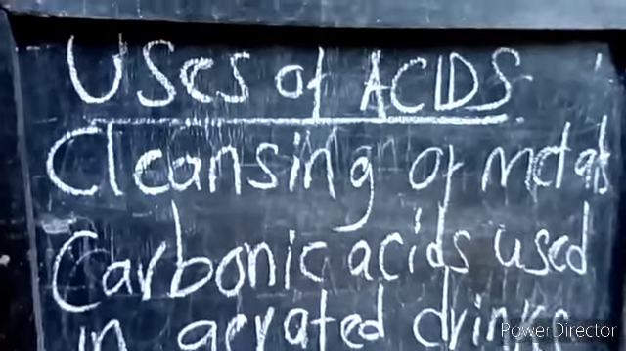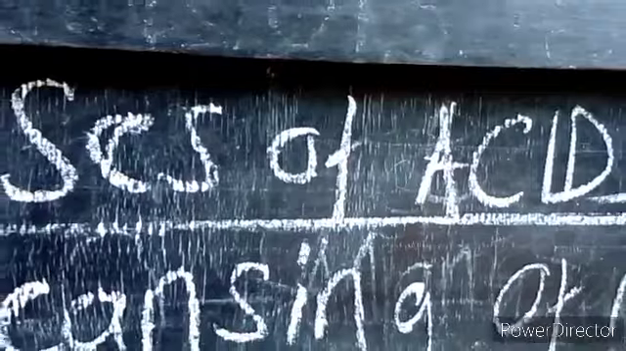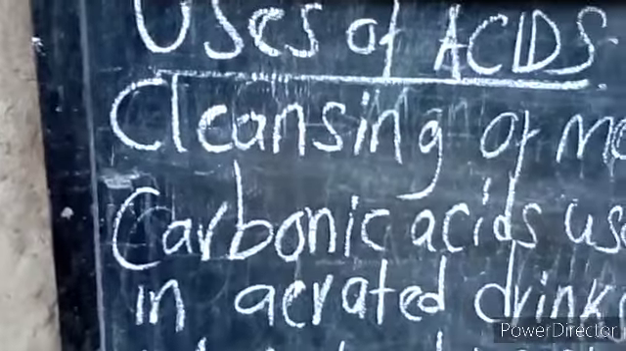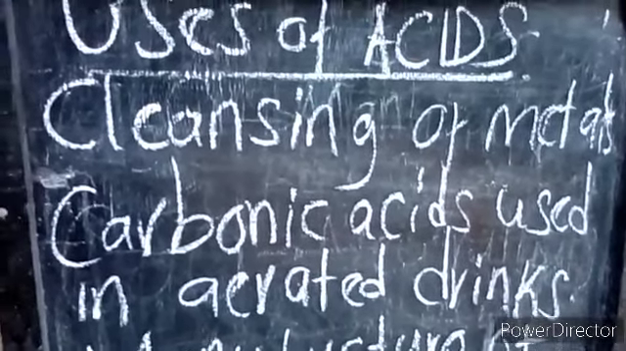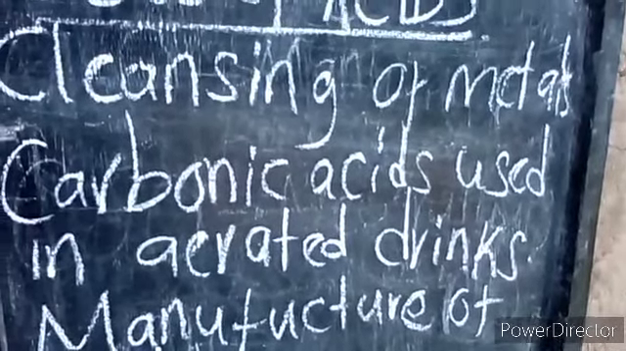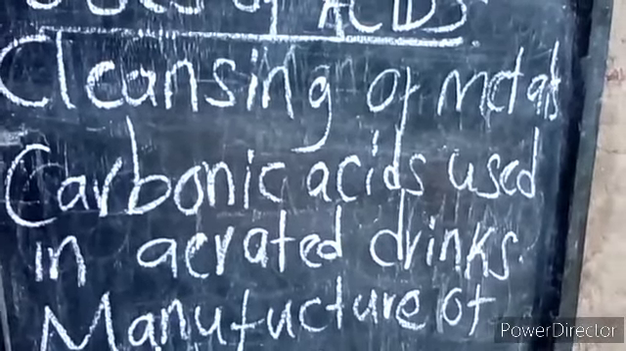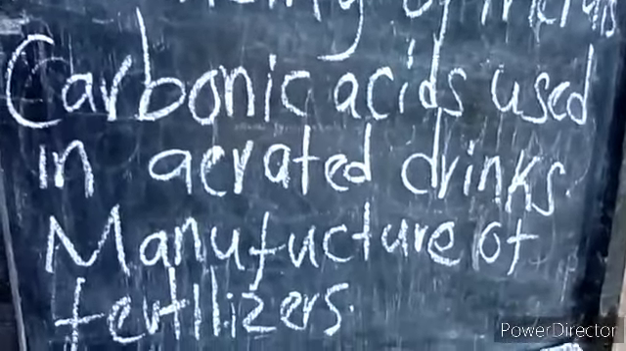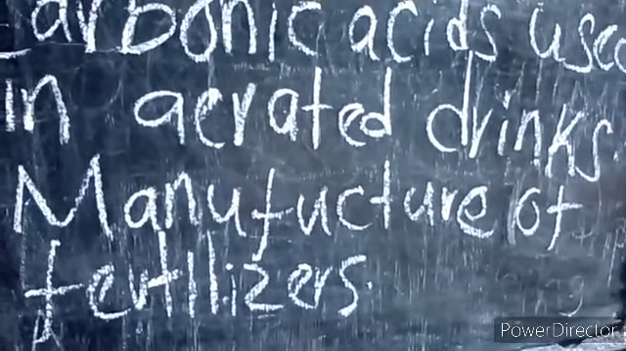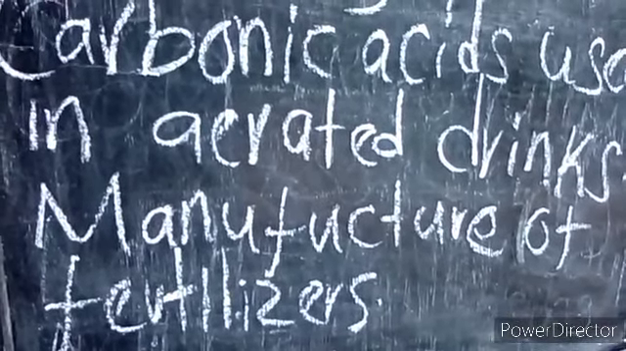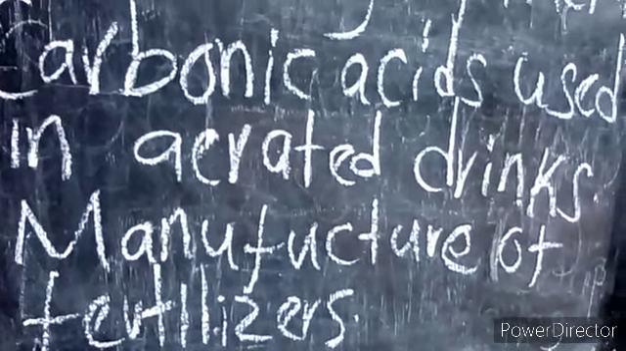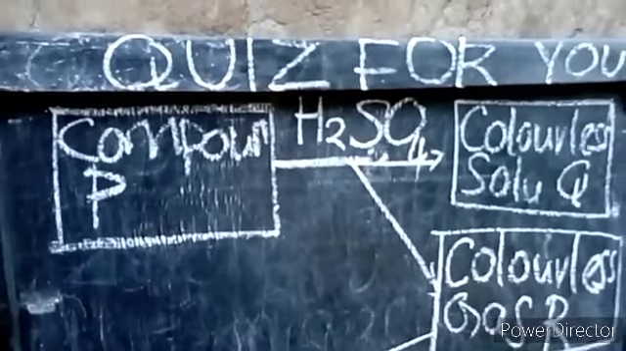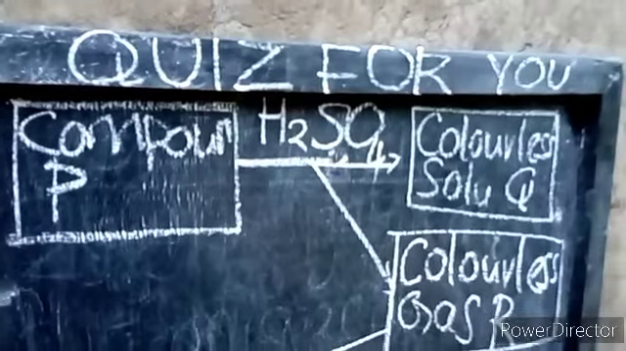So the next thing is the uses of acids. Under the uses of acids, the first one is the cleansing of metals. The second one, carbonic acid is used in aerated drinks, to enhance the taste of drinks. So when you drink a Coca-Cola soda, the taste is usually aerated by carbonic acid. That's why Coca-Cola has a certain taste. Then we have manufacture of fertilizers, e.g. sulfuric acid is used in the manufacturing industry to manufacture fertilizer. So that was just a brief about acids, bases, and indicators.